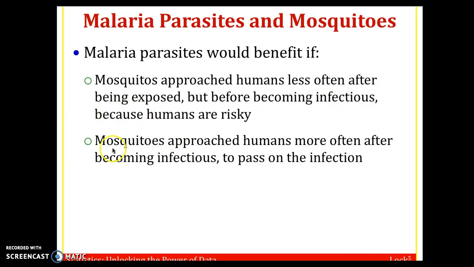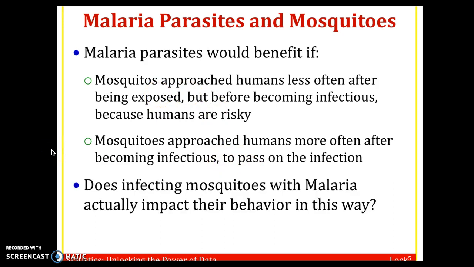Then scientists want to know, will these mosquitoes approach humans more after becoming infectious, to pass on the infection? In other words, does malaria somehow change the brain structure and the incentive structure of mosquitoes to approach humans less right after being exposed to malaria, but then more once they could pass on the disease? Does affecting mosquitoes with malaria actually impact their behavior this way?